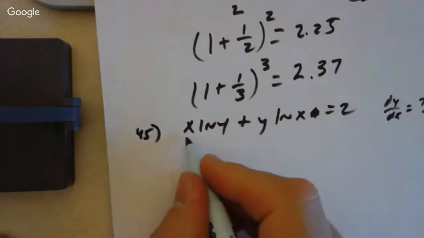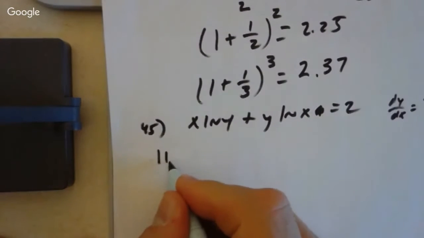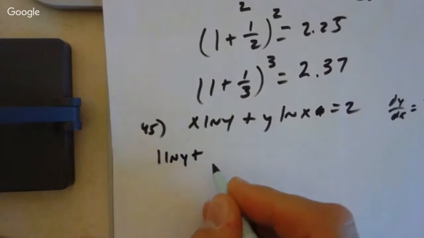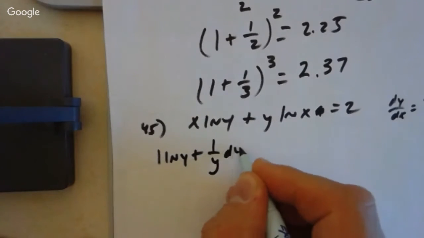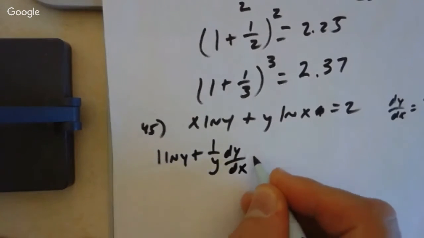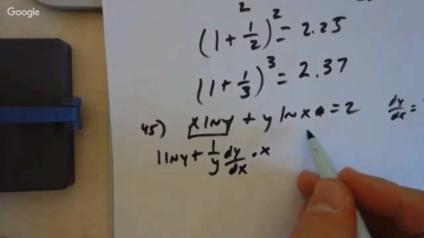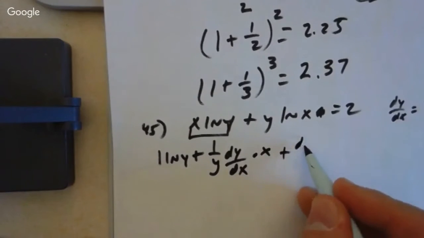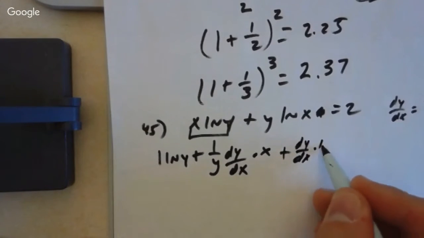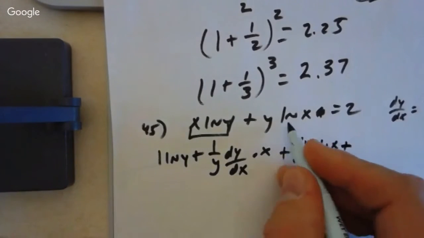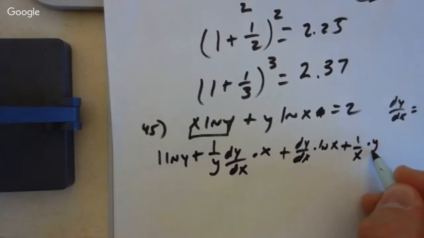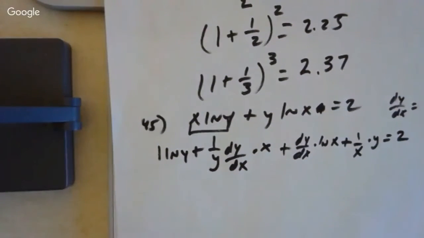All right, product rule. So the derivative of x is 1 times ln y, plus the derivative of ln y, which is 1 over y dy/dx, multiplied by x. That's just the derivative of this part. The derivative of that part, well, what's the derivative of y? dy/dx times the second, plus the derivative of the second, which is 1 over x times y, is equal to 2. Now, kind of weird.